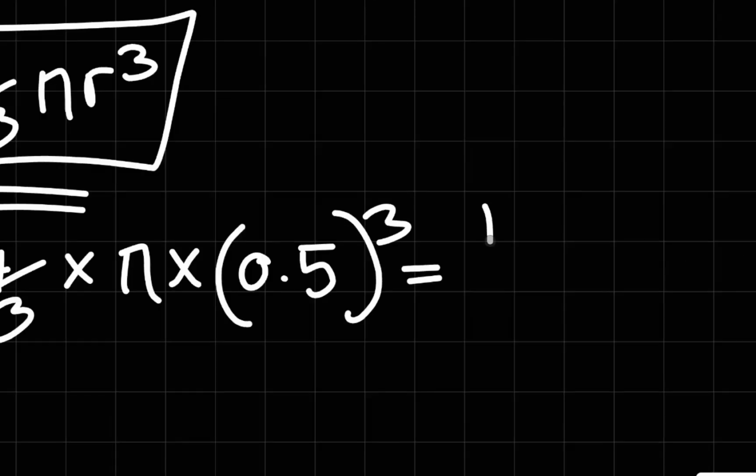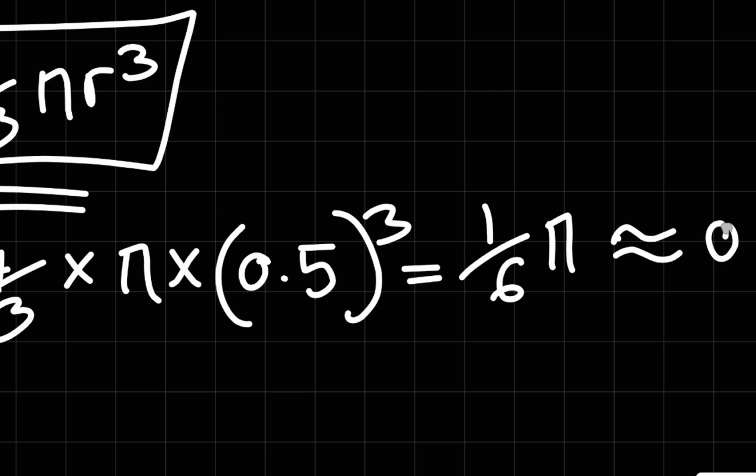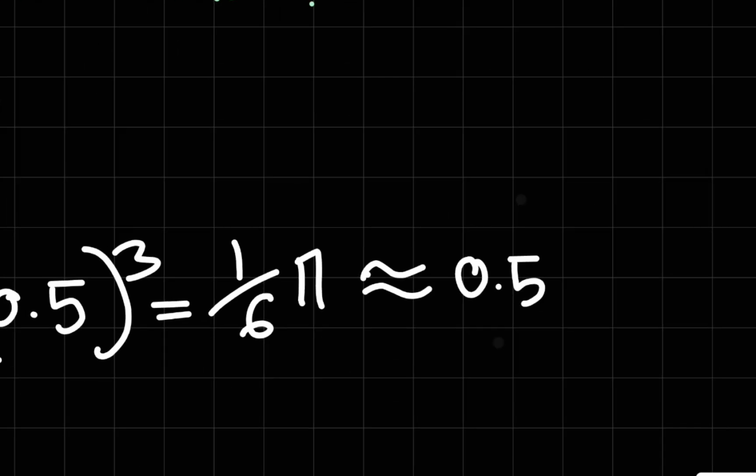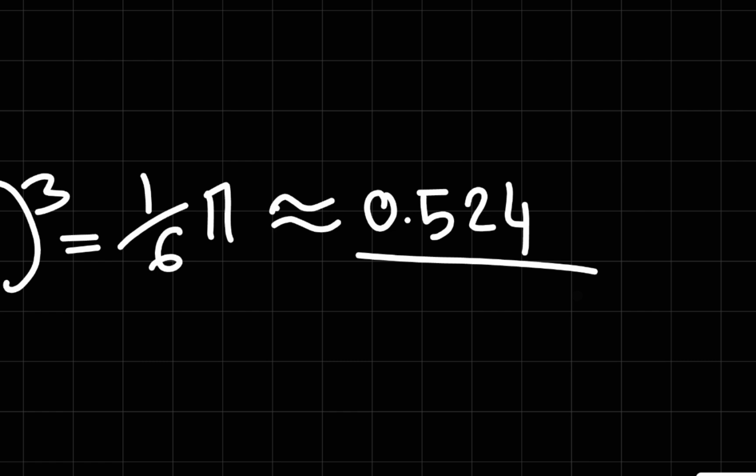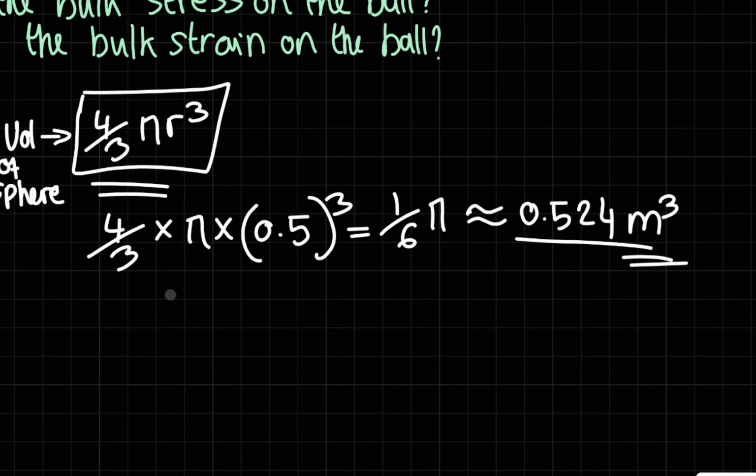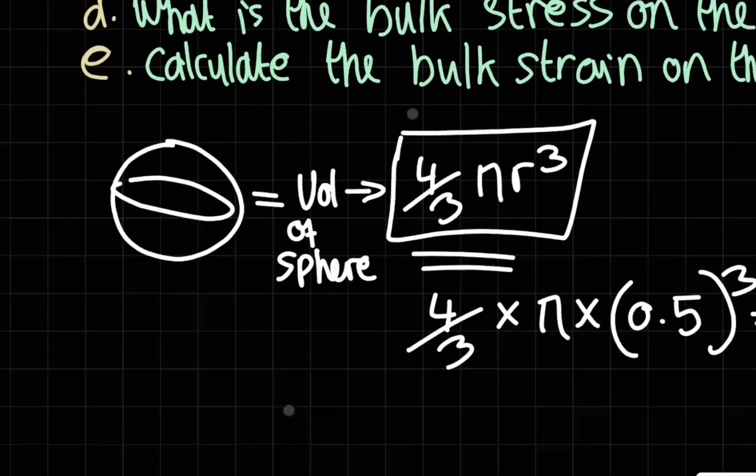This gives 1/6 pi, which is basically 0.524. Sorry, why did I write 3? 0.524 when it's rounded, and that would be meters cubed. Do not ever forget units. So that was relatively easy because it was just using one straightforward equation. So that's for part A.